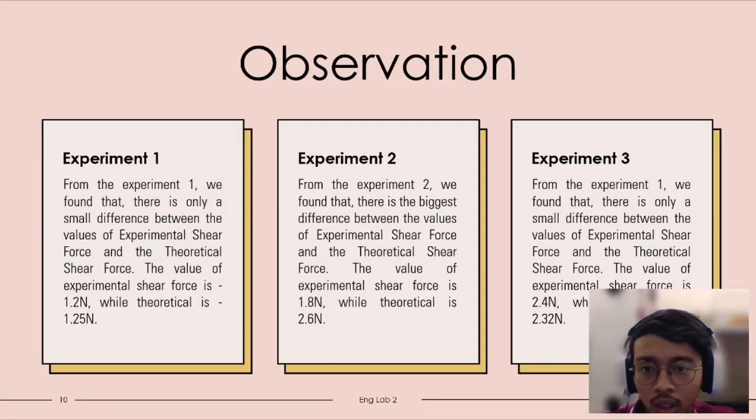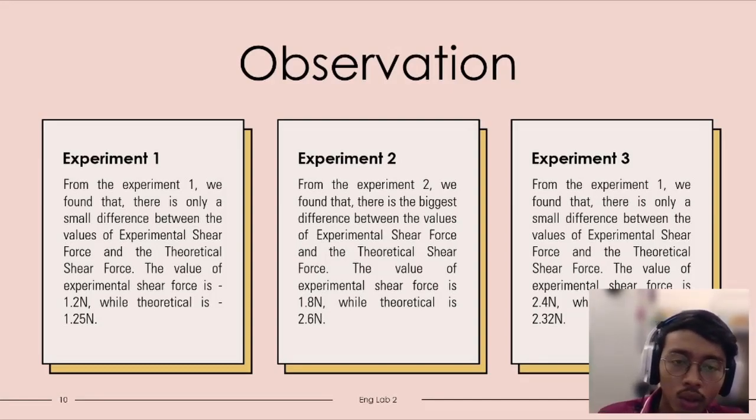In experiment 1, we found that there is only a small difference between the values of experimental shear force and theoretical shear force: the experimental shear force is negative 1.2, while the theoretical is negative 1.25. In experiment 2, we found the biggest difference between the experimental and theoretical shear force. The experimental shear force is 1.8 Newton, while the theoretical is 2.6 Newton.